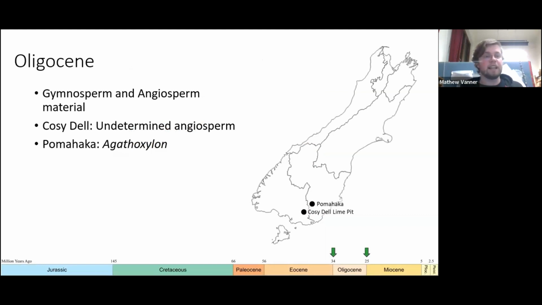Moving on into the Oligocene, we have Gymnosperm and Angiosperm material. From Cozy Dell, I found an undetermined angiosperm. Unfortunately, this material didn't have enough features to be able to refer back to what angiosperm it might be. But we can definitively tell it is an angiosperm, and that's quite nice just to know that we had angiospermous wood in New Zealand at this time. And from Pomahaka, I identified Agathoxylon type wood.